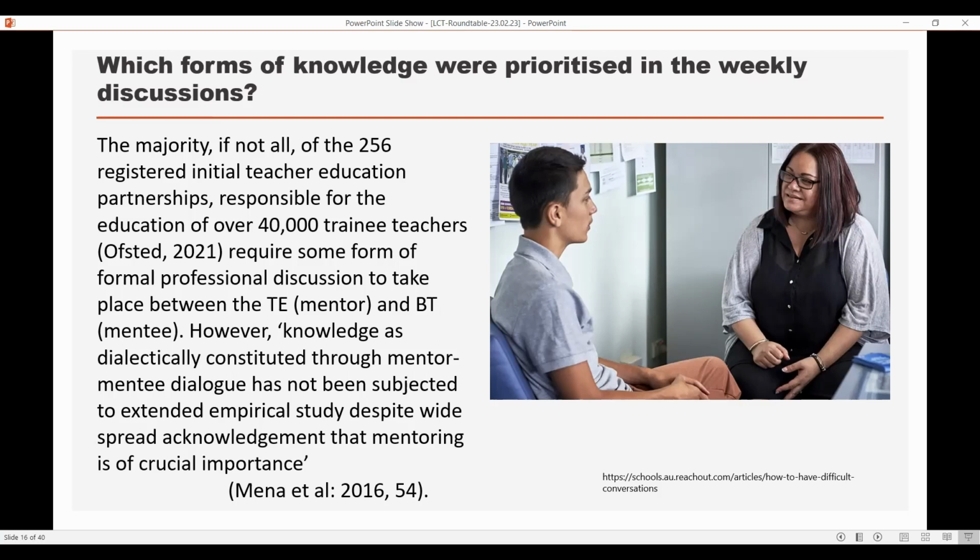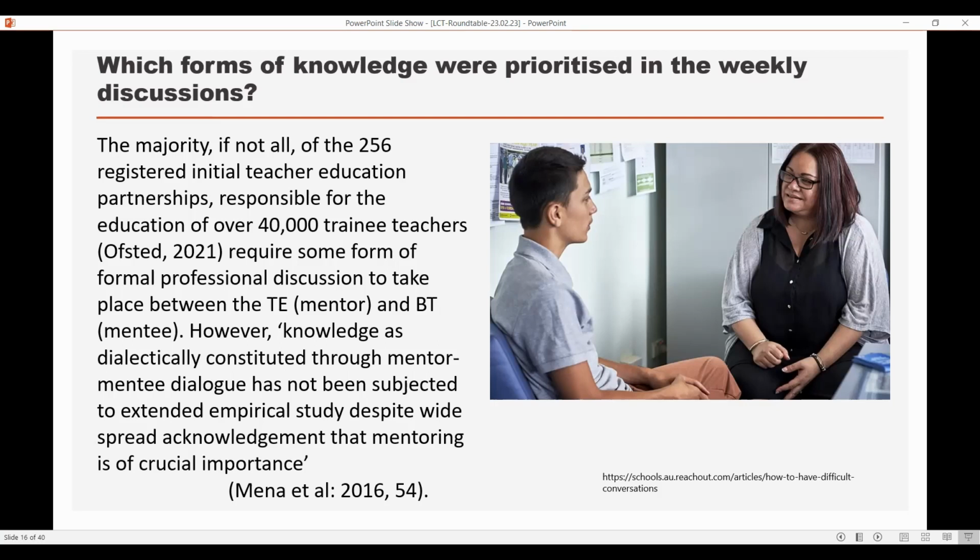Dialogue is quite often analysed in terms of the knower, not the knower and the knowledge. So dialogue is quite often analysed in terms of the social relations, the relationships between two people, rather than the relationship between two people and their knowledges and the knowledges that they embody and carry with them.